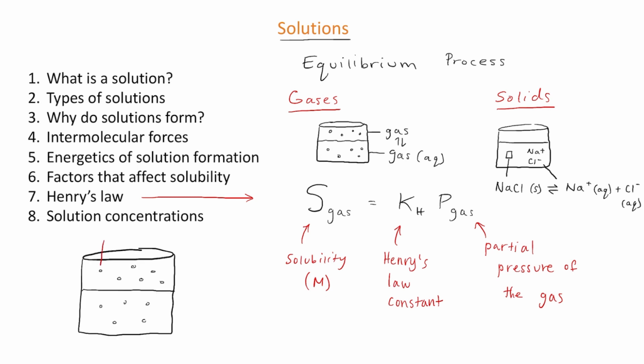And now what Henry's law states is that as the partial pressure of the gas above the liquid increases, the solubility of the gas in the liquid will increase as well, because the additional pressure has changed the equilibrium so that it favors more dissolved gas. Now let's do a quick question to practice using Henry's law.